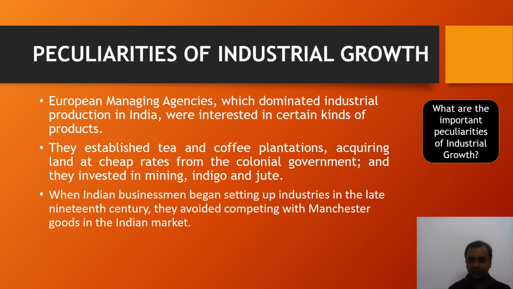That means Manchester was the most important or the most developed city in Europe and in the world in the 19th century. As you all know, it belongs to England. The Indian businessmen, who were certainly big shots of Indian society at that time, set up industries especially in a few trades in the late part of the 19th century, and they tried to avoid competing with the Manchester products which were dumped or rather pumped into the Indian market by the British imperial masters.